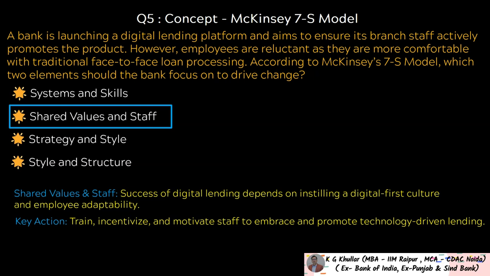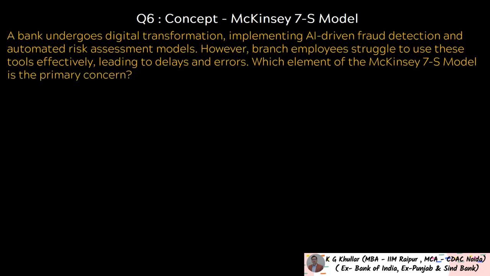So friends, with this we have reached the final question of our lecture, and the question is, a bank undergoes digital lending transformation implementing AI-driven fraud detection and automated risk assessment models. However, branch employees struggle to use these tools effectively, leading to delays and errors. Which element of McKinsey's 7S model is the primary concern? And these options are given to you.